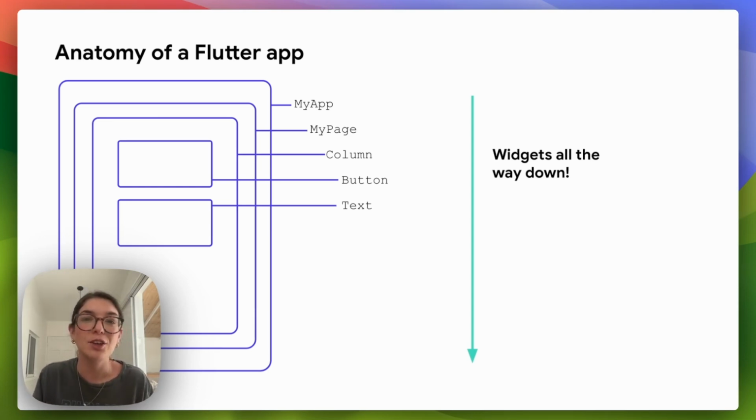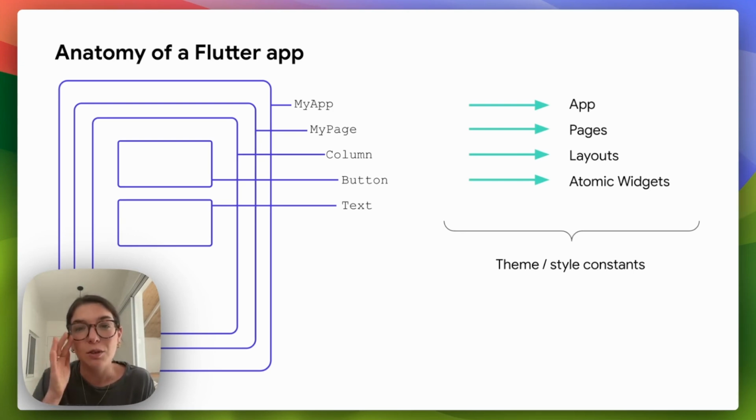And within the app, you have a collection of pages, which are themselves each individual widgets. Pages are made up of different layout widgets like columns or rows. And within those layout widgets, they have children that are atomic widgets like button and text elements.